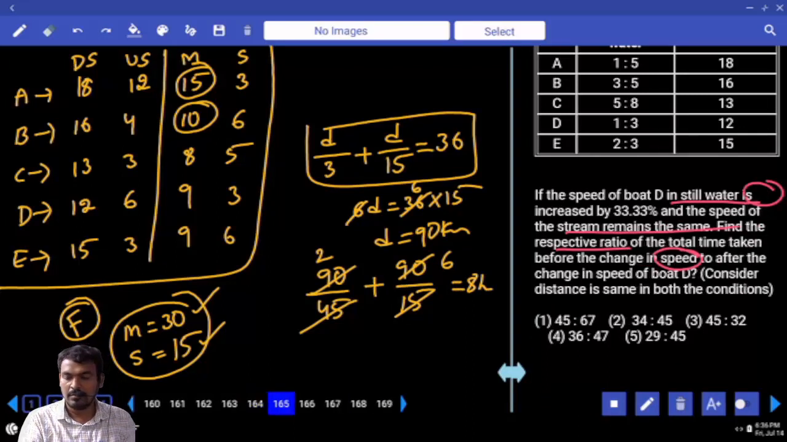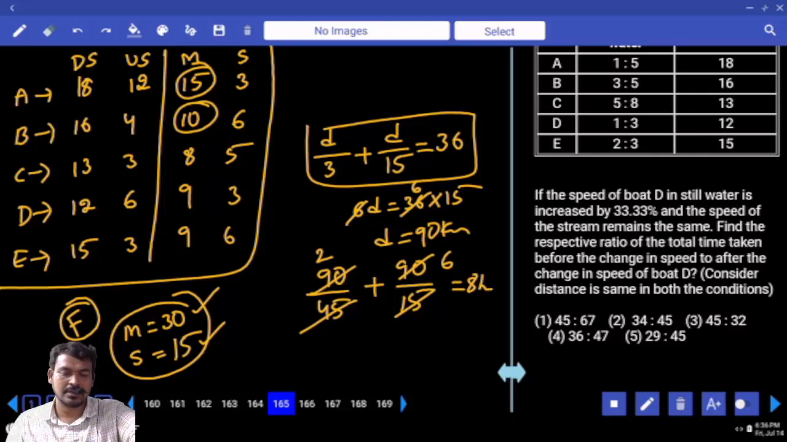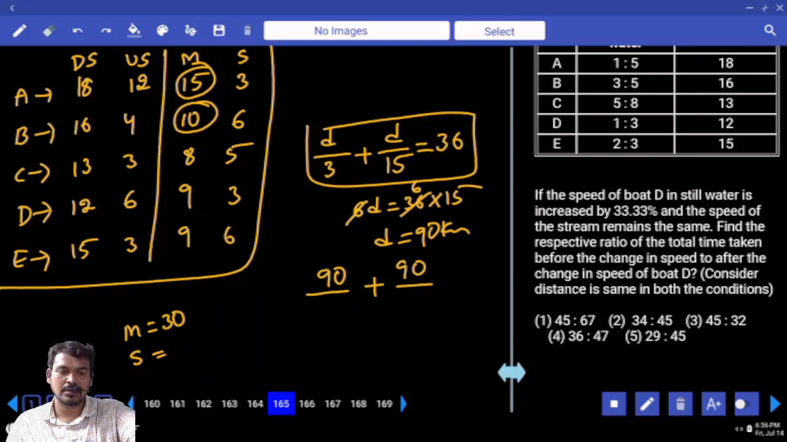Next question number 165. If the speed of the boat D in still water is increased by 33.33% and the speed of the stream remains the same, find the respective ratio of the total time taken before the change in speed to after the change in speed of the boat D, and consider the distance is same in both the conditions. Speed of the boat D in still water is increased by how much?